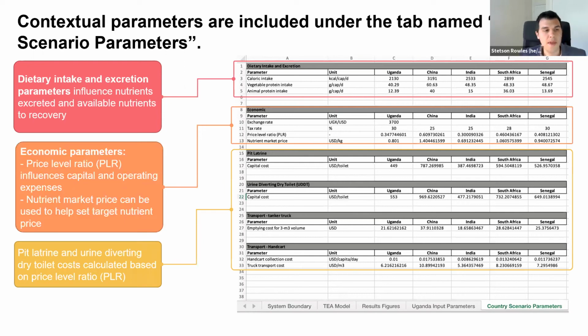And then the final ones here, the four listed, are specific to the pit latrines and the urine diverting dry toilets. These are the costs that are calculated based on the price level ratio. So we used Uganda as the base example here, our baseline. We then use the price level ratio for Uganda and then each of the countries to change those capital costs and operating costs for the pit latrines and urine diverting dry toilets. And then these values are all put into the TEA model for each country.